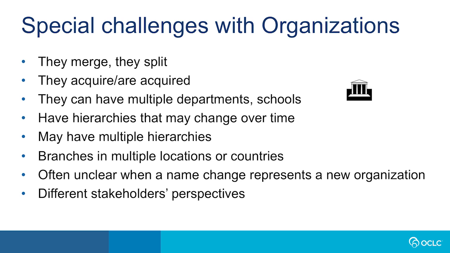They may have multiple hierarchies. They have multiple branches, and they have multiple locations or countries, and the names of those locations or countries can change over time. It's often unclear when a name change represents a new organization or not, and there are different stakeholders' perspectives. A case in point is that publishers, for example, are often most interested in the accounting department of your institution because those are the ones that pay their bills.